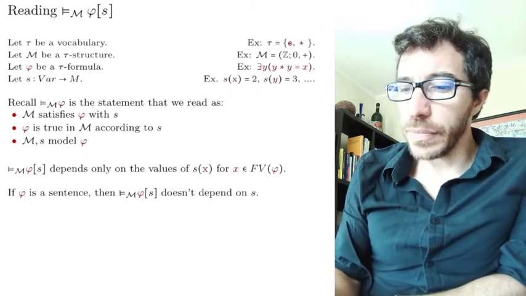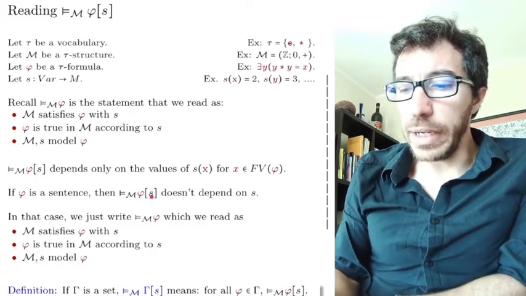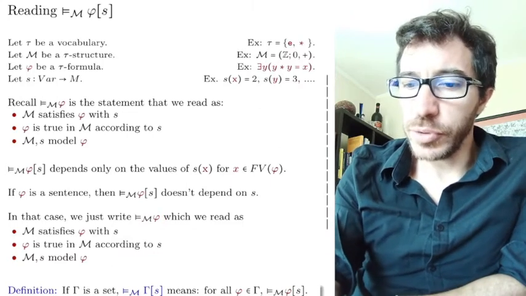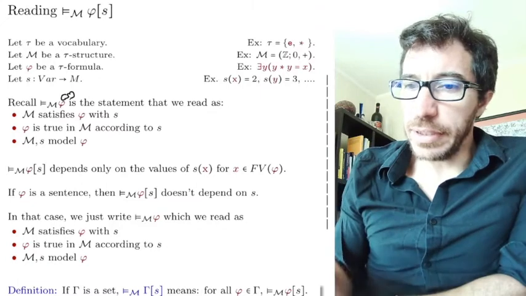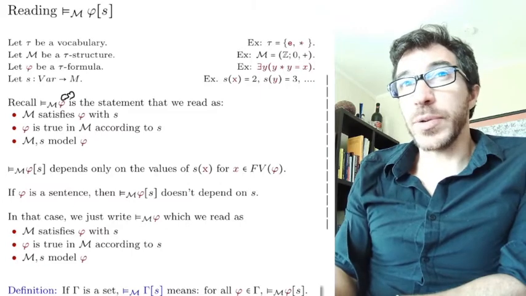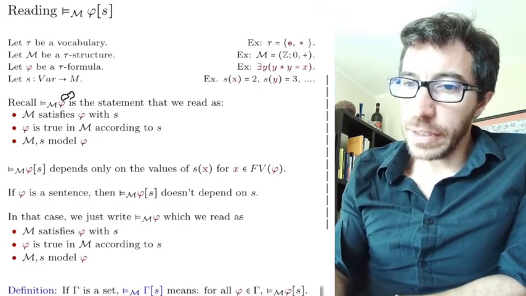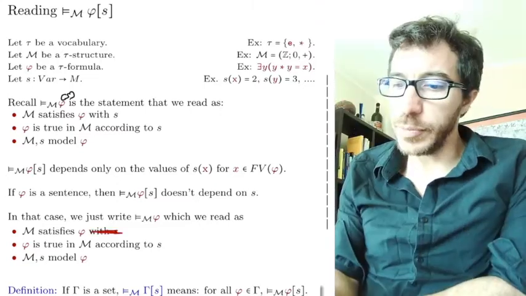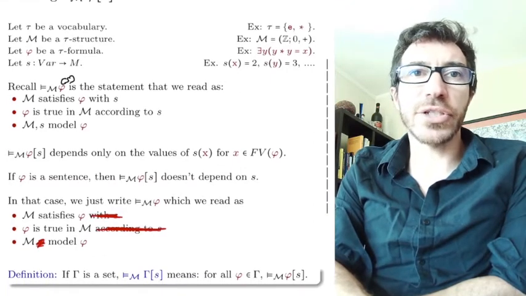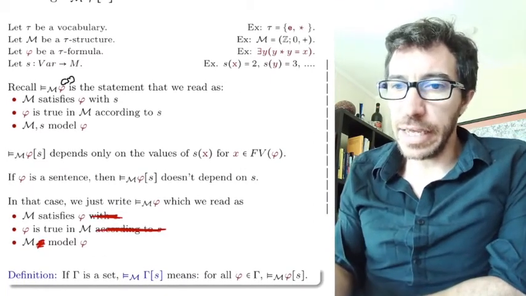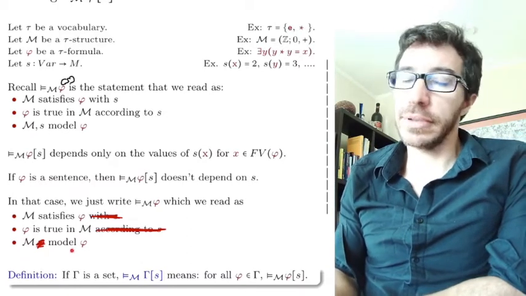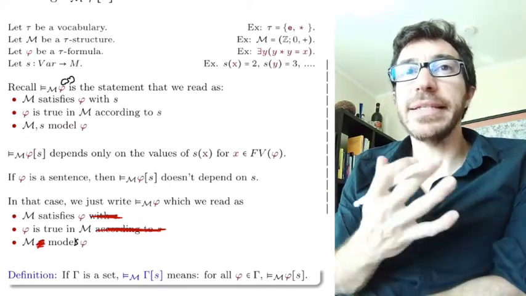Okay, so when phi is a sentence and it has no free variables, we're going to write this as opposed to what we did before, which had the S up there. So we don't need the variable assignment S if our formula is an actual sentence without free variables. And in that case, we can cross out all these parts. So in that case, we're just going to read it as: the structure M satisfies phi, or phi is true in M, or M models phi, or M is a model of phi.